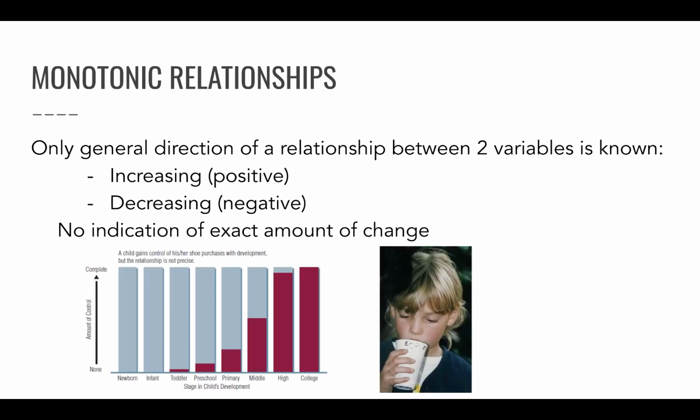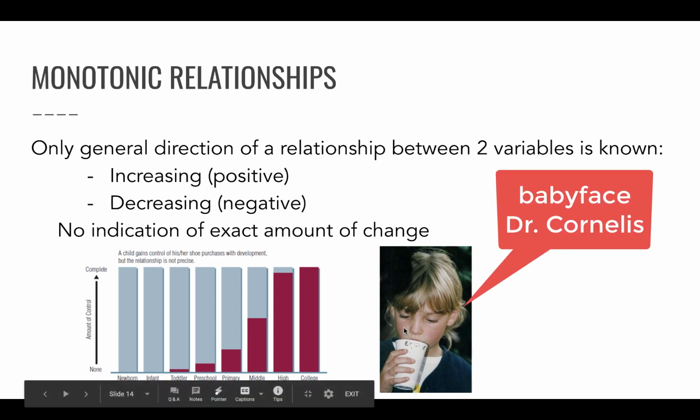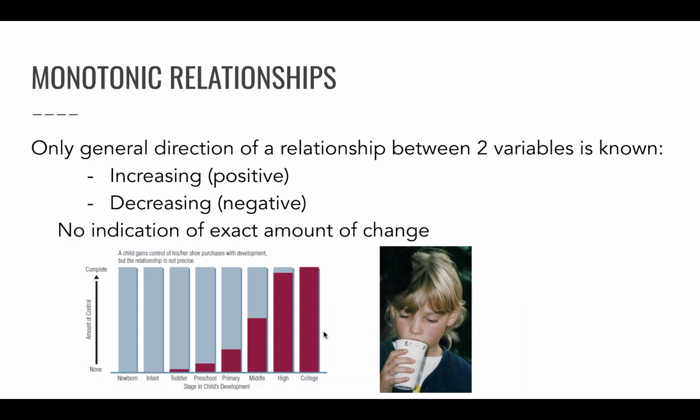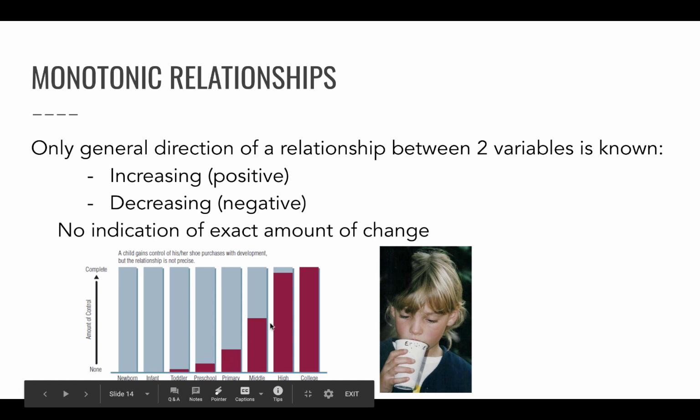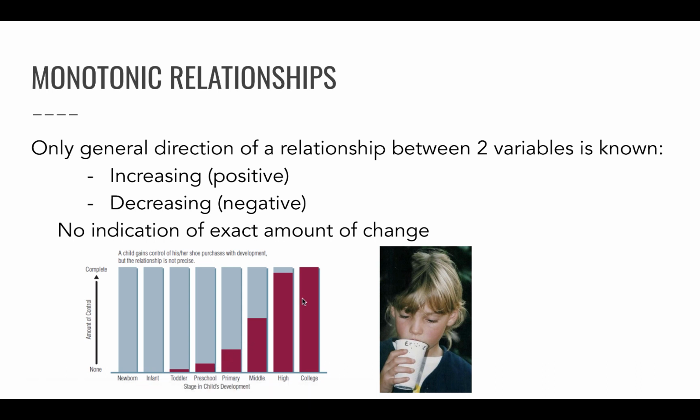A good example for this would be the relationship between the stage in a child's development and their amount of control. So basically how much decision power they have in their life. By the way, this here is a picture of me when I was a kid. What I want to show with this example is that as you grow older, you get more decisional autonomy at every stage of your development. You get more autonomy, for example, in terms of what you decide to wear, what you want to eat, where you go, and so on.